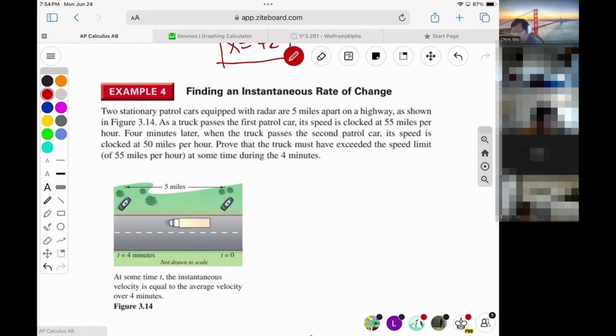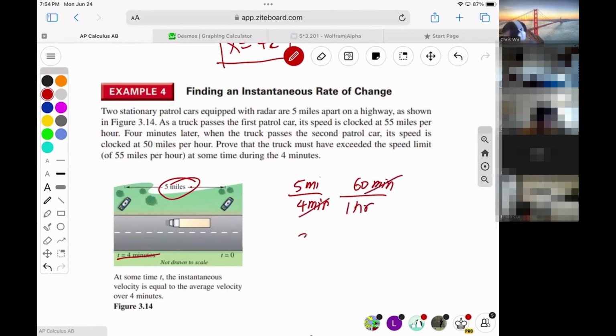Why? Because when you see police, you slow down, right? Because you don't want to get a speeding ticket. But they can still figure it out because if you covered 5 miles in 4 minutes, what is your speed? That's 5 miles for 4 minutes. And I know for every 60 minutes, that's an hour, right?